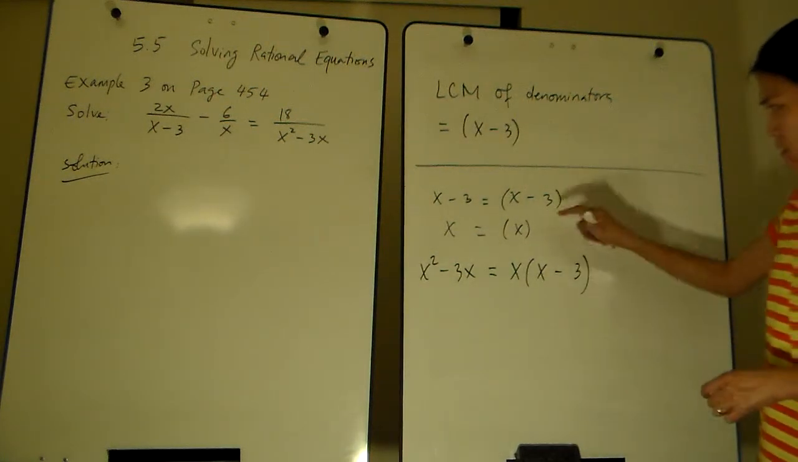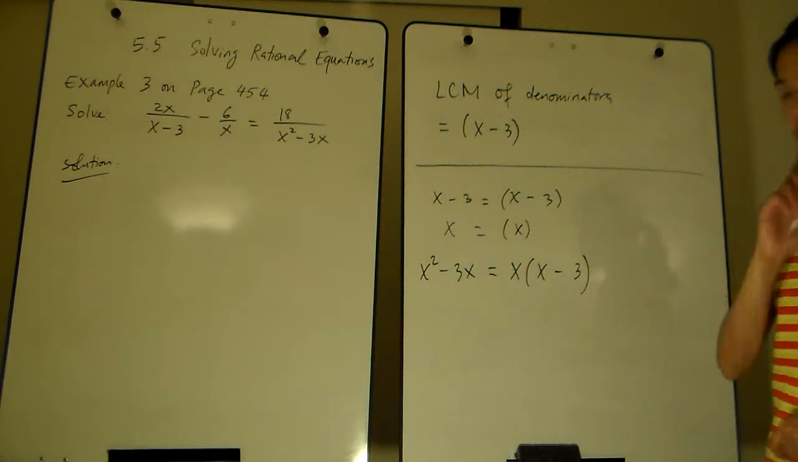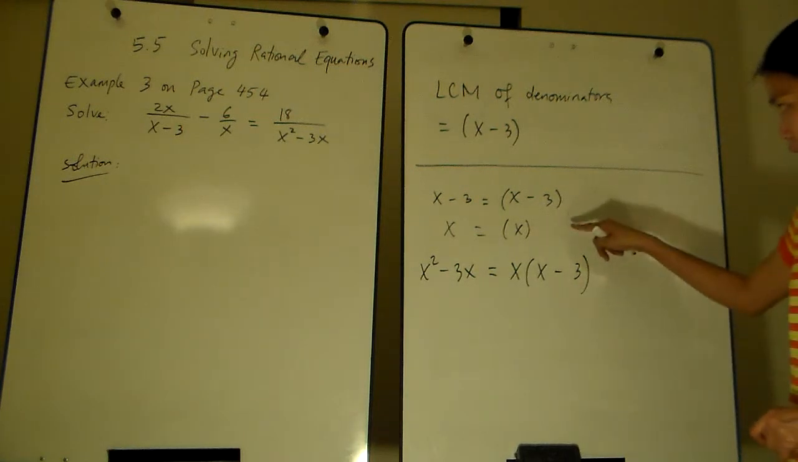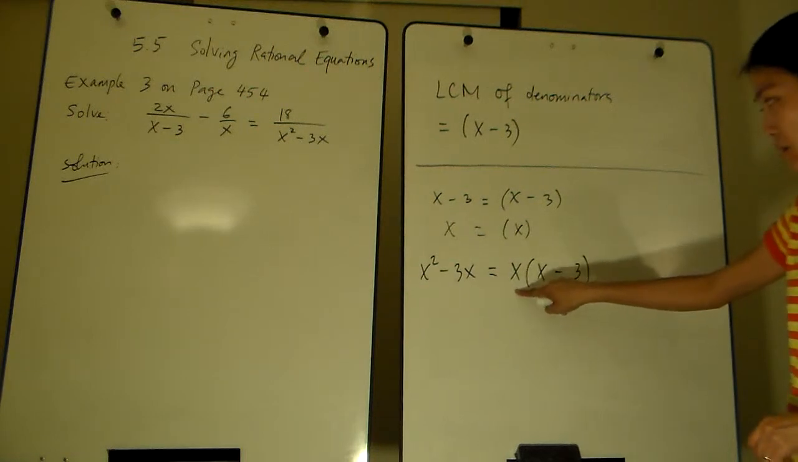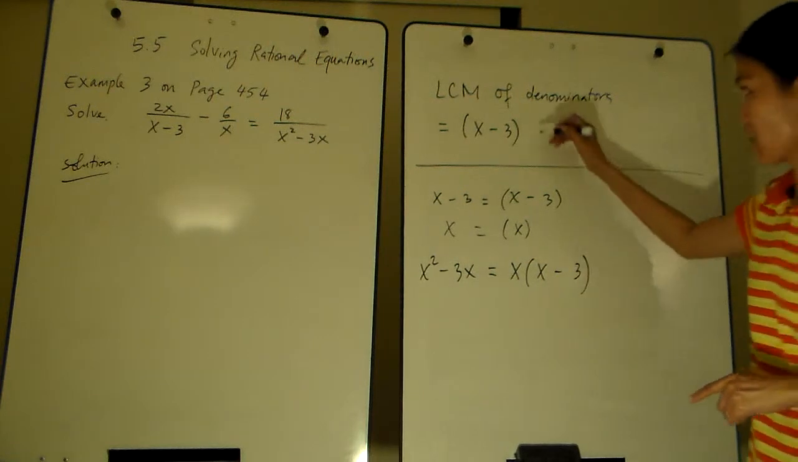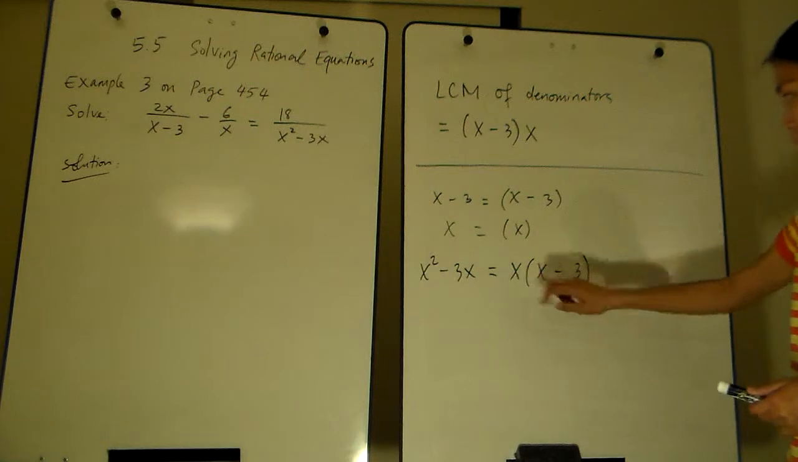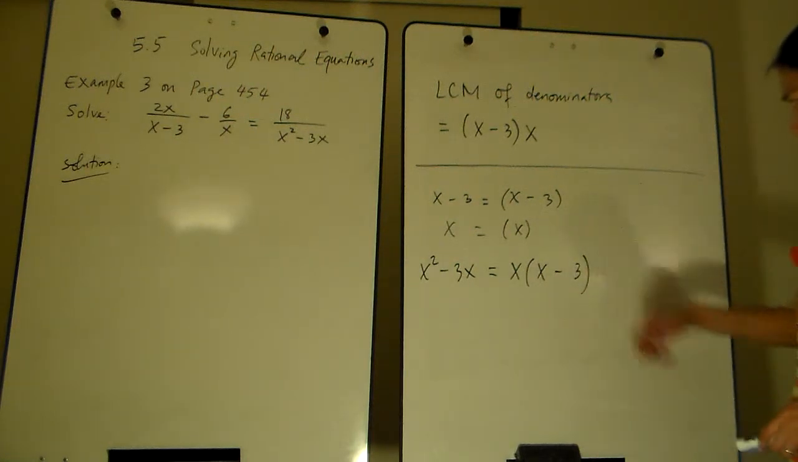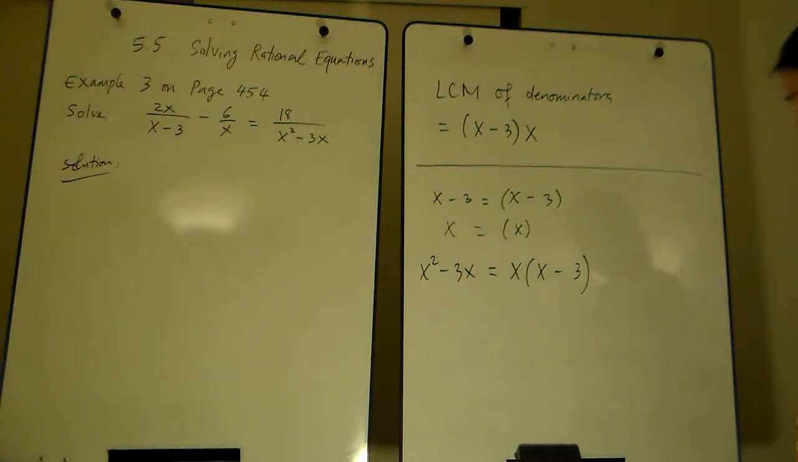Okay? X raised to the first power occurs only one time. Now x does not occur here, but x does occur here, okay? But still, x occurs only one time because x is raised to the first power. So we put x here. So far we took care of x minus 3 and x. There are only two unique factors, x and x minus 3, and we include them all here. So now you know this is the LCM.